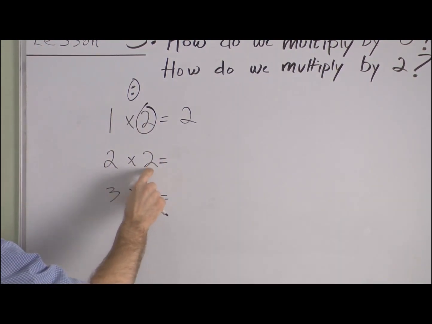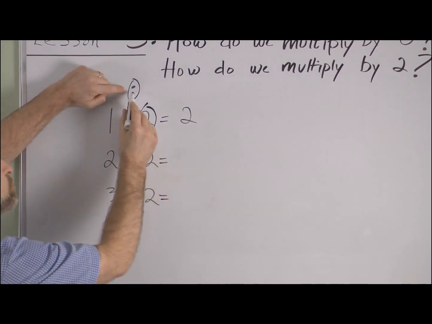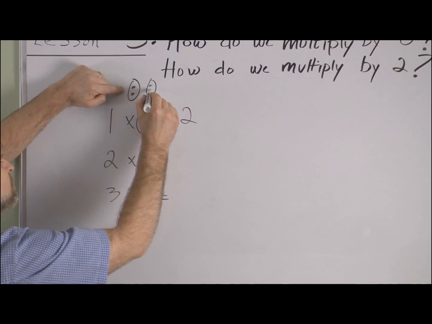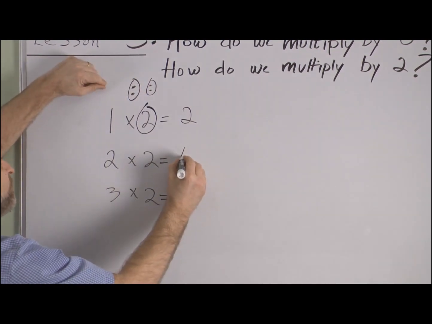Let's try this, 2 groups of 2. Well, here we have one group of 2. Let's add another group of 2 right up here to this picture. And so we have a total of 1, 2, 3, 4. We have 4.